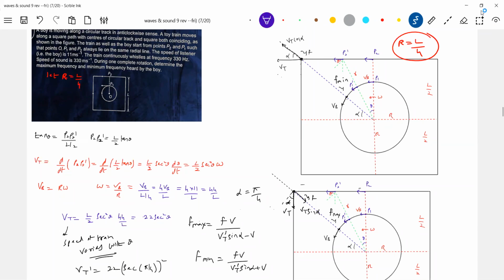Okay, minimum, I'll put that condition. Minimum frequency is heard just before reaching the corner. Maxima will be heard just after crossing the corner.